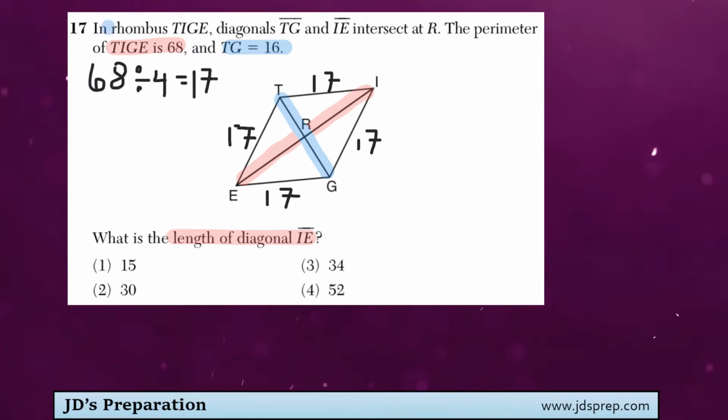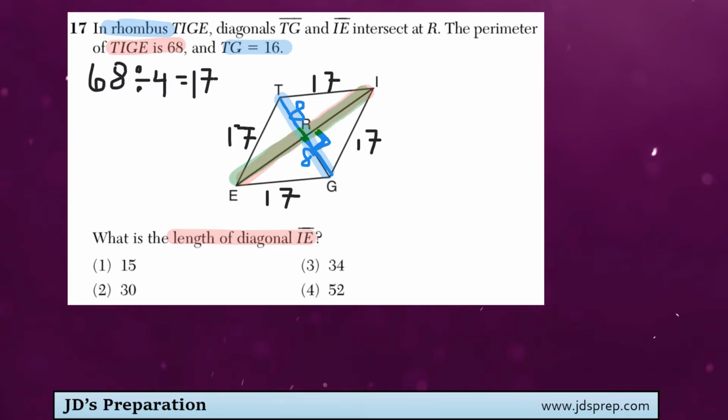But before I label that, remember that we're dealing with a rhombus here. And there's a special property of the diagonals in a rhombus. In fact, not only do the two diagonals form perpendicular lines, meaning that these are going to be forming 90-degree angles, the diagonals also are bisecting each other, meaning that they are cutting each other in half. So if the distance from T to G is 16, we know that because it's a rhombus, the distance from T to R is 8, and the distance from R to G would also be 8, because that's half of 16. So how are we going to find the length of IE?